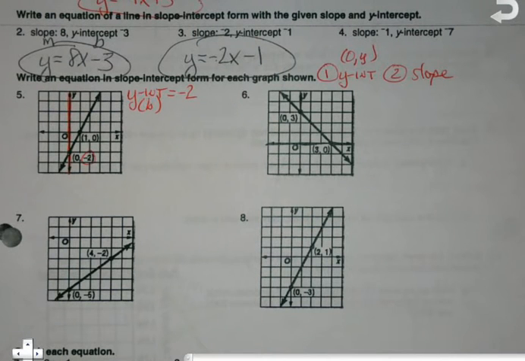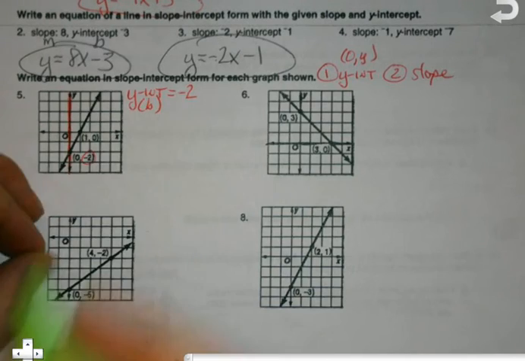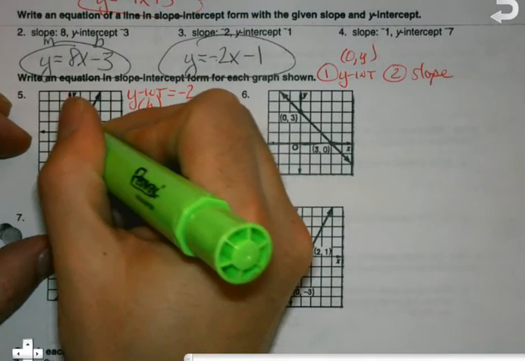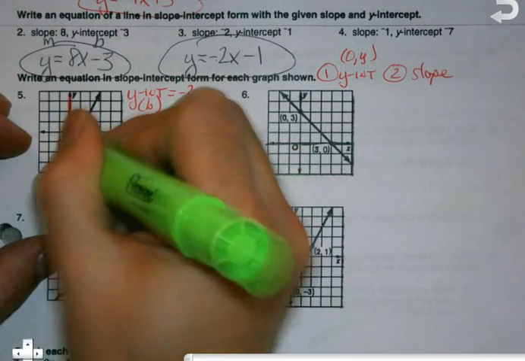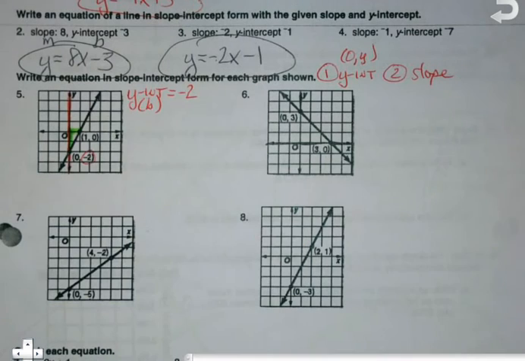Well, let's find out. Once I have that, there's one last thing I need to do. And that last thing I need to do is to figure out the slope. Now, I can do it one of two ways. I can either use the 2 points and use the formula that we've been using, or, faster way, I can count how much I go up and how much I go over to get from one point to the other.